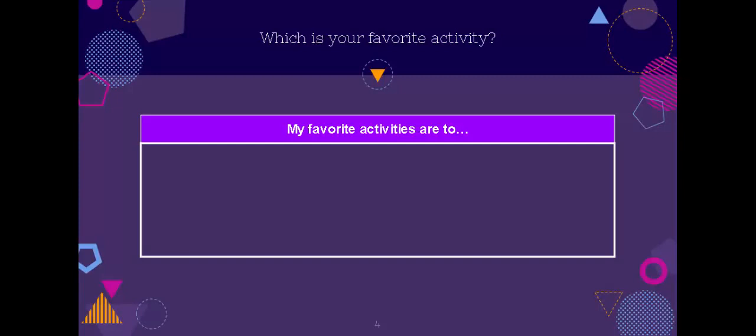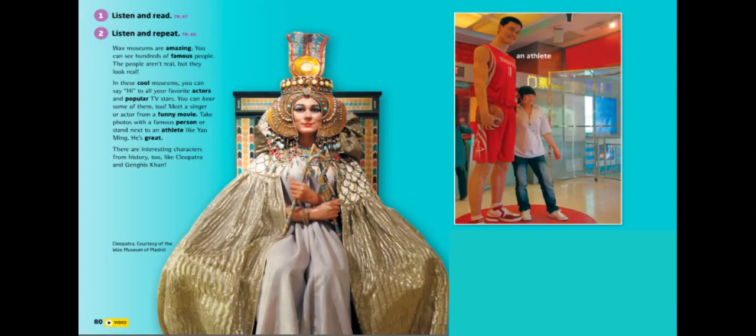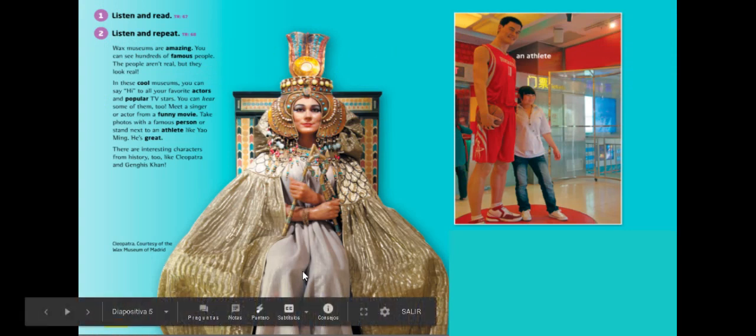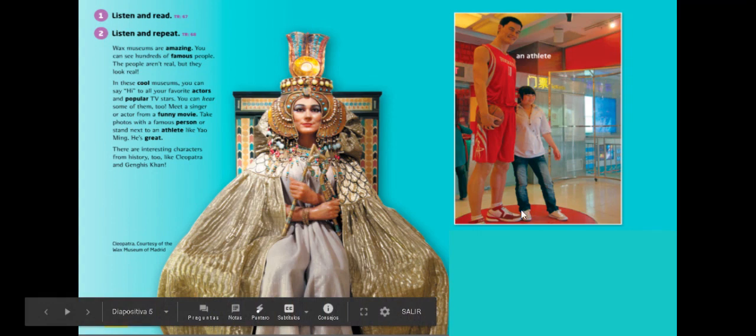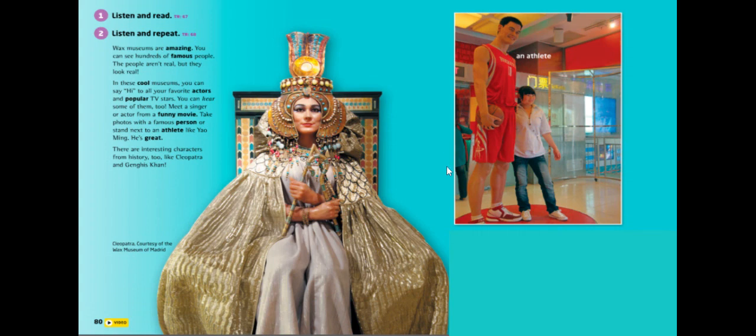Okay, after you already wrote it, we're going to share it later on in class. So let's check our next slide. So here we have a page of the book and we have an image, right? This looks like the image of a famous pharaoh, right? A famous Egyptian. We'll see about who it is in a moment. And look, this girl is next to this extremely huge and tall guy, right? Let's read the text together.